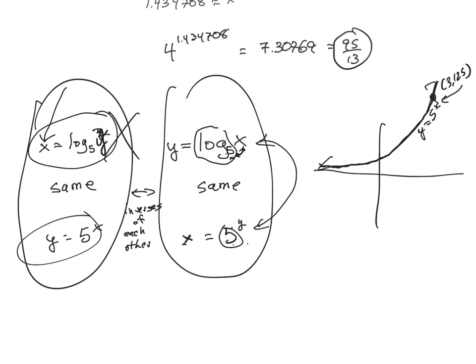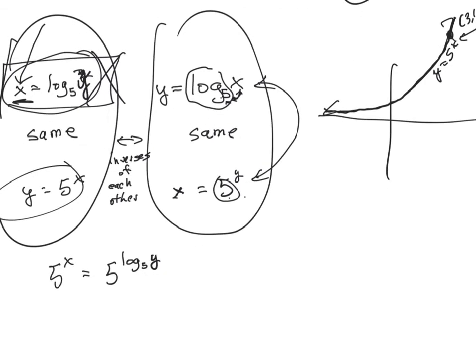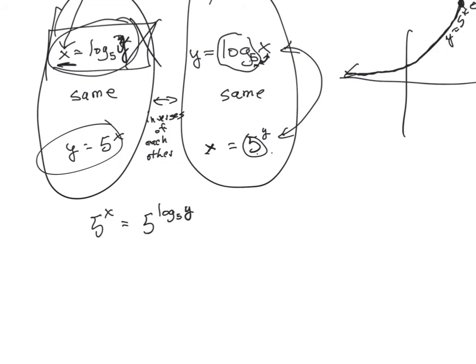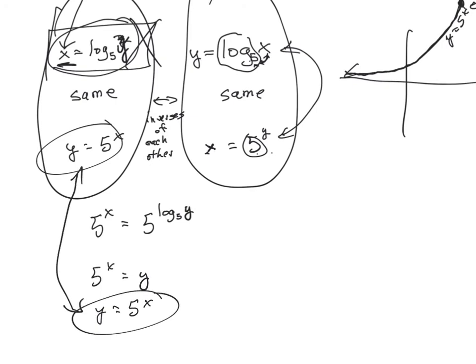We would want to rewrite this. And so we'd have to do 5 to the power of x equals 5 to the power of log base 5 of y. If you have 5 to the power of log base 5, those are just inverse operations. So that's just going to equal y. So y equals 5 to the x. As you can see, it's the exact same thing.